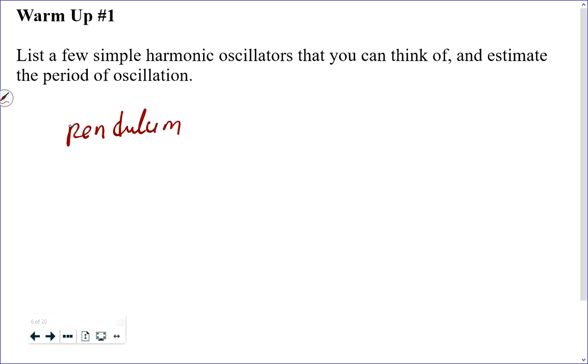So I don't think we should really estimate the period here, but we should make a note that the period depends on the length of the pendulum. And it's not a direct proportionality. You might expect that if you have twice the length, it's twice the period. It's not. Okay?